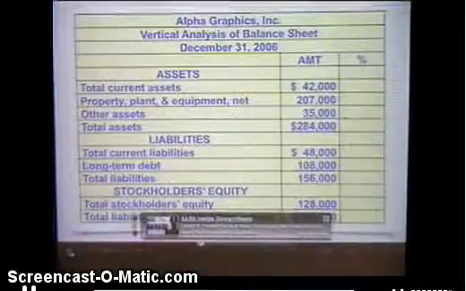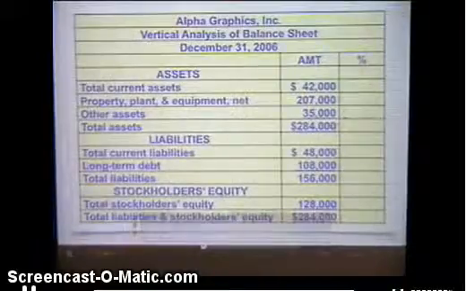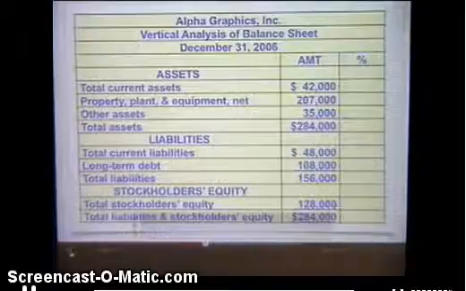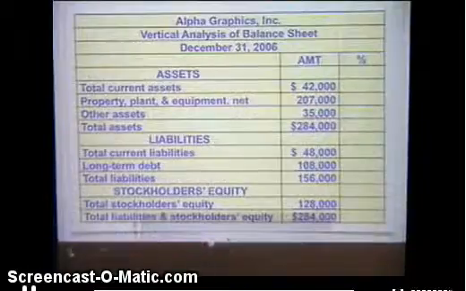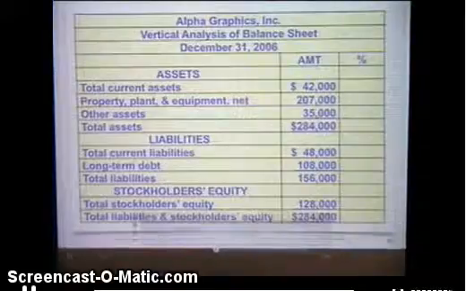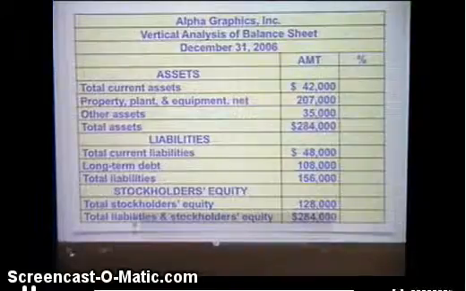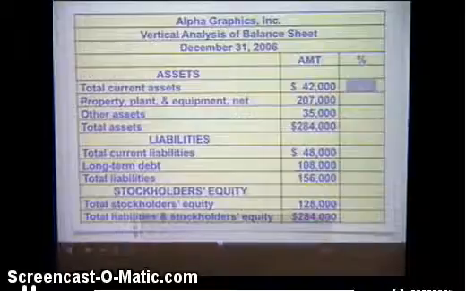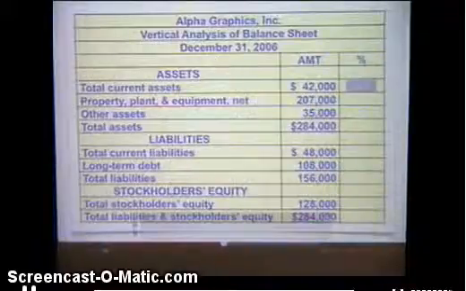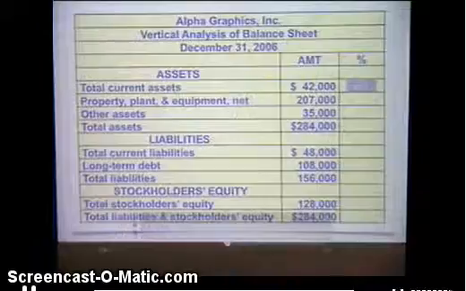Okay, so they tell us that total current assets are $42,000. To express that as a percent of total assets, we would take 42,000 and divide that by 284,000, and we find that total current assets are 14.8% of the total assets. We would do that with property, plant, and equipment net.